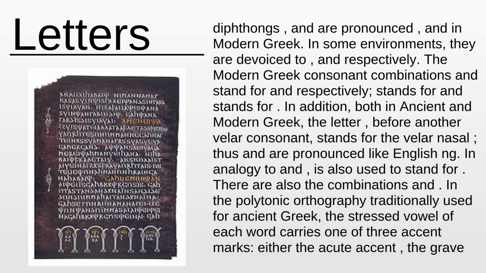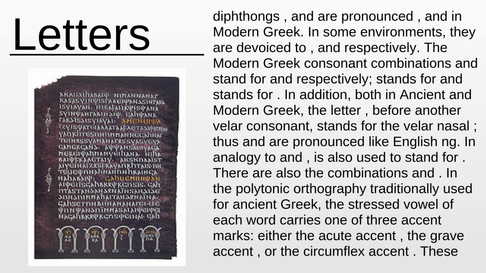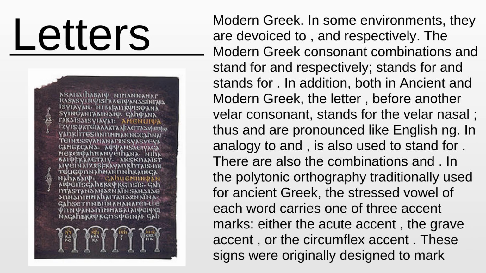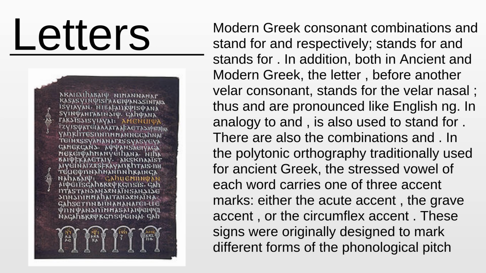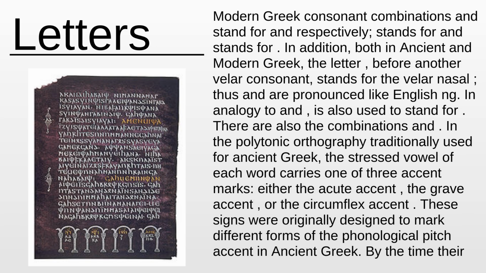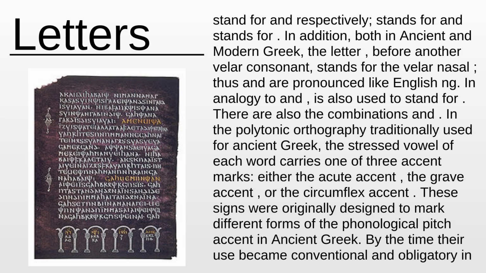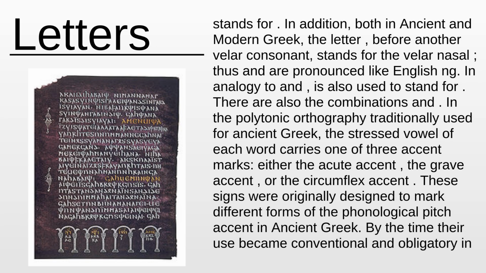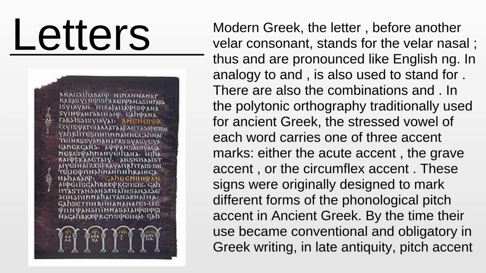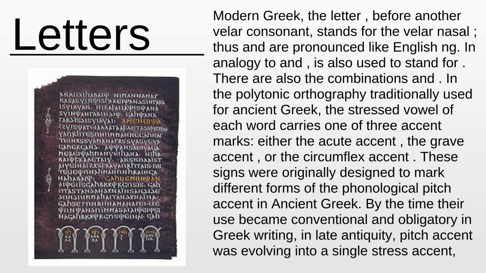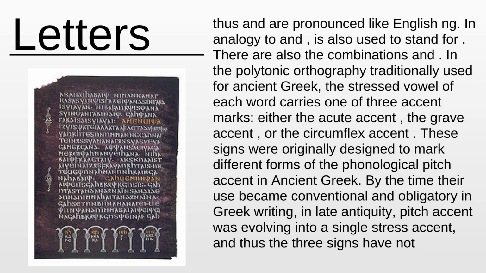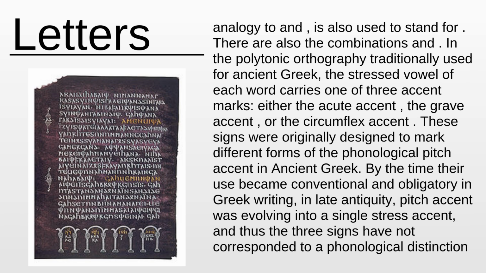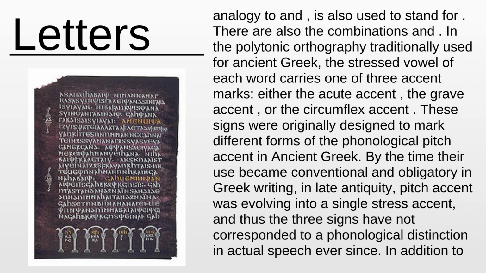The modern Greek consonant combinations stand for the sounds shown respectively. In addition, both in ancient and modern Greek, the letter gamma before another velar consonant stands for the velar nasal, thus the combinations are pronounced like English ng. In analogy to these, another combination is also used to stand for the same sound. There are also further combinations. In the polytonic orthography traditionally used for ancient Greek, the stressed vowel of each word carries one of three accent marks.